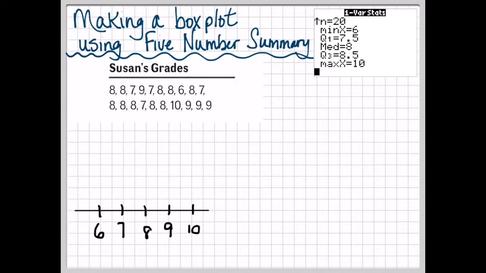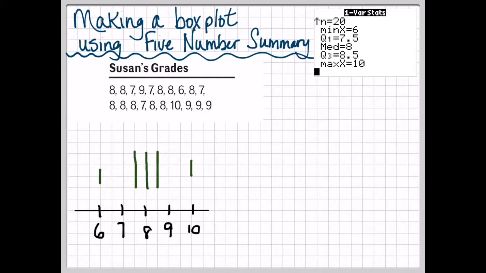So the minimum is going to get a small tick mark at 6. So I'm going to go to 6 and I'm going to draw a little tiny tick mark there. The lower quartile, or the 25th percentile, Q1, is 7.5. So I'm going to draw a longer line at 7.5. The median is 8, so I'm going to draw a line that's the same length as my second line at 8. Q3 is 8.5, so I'm going to draw a line that is the same length as the previous two at 8.5. And my max is going to get a teeny tiny tick mark like the first one at 10.